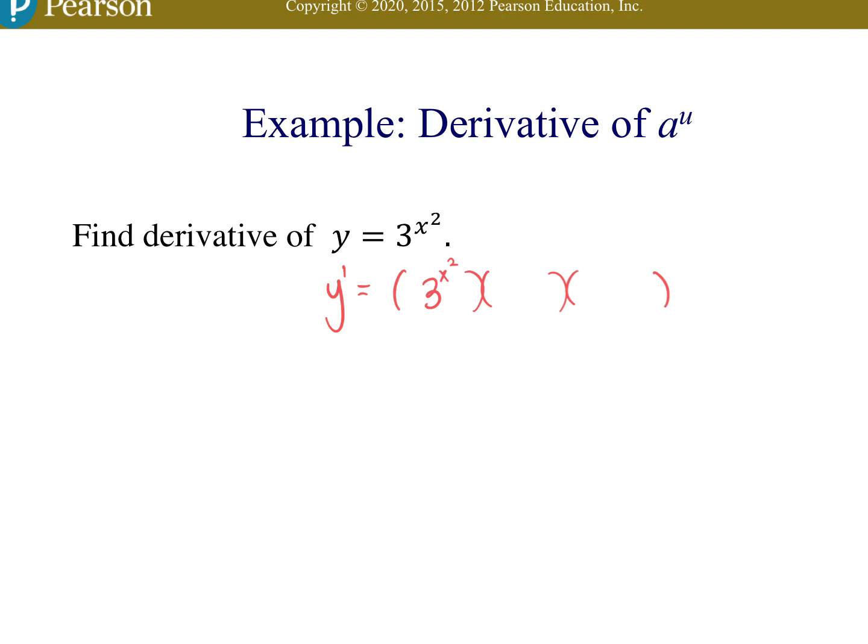3 to the x to the square, to the second. All right, then what comes next? Okay, then I do a natural log, and the 3 goes there. Okay, great. Okay, that's it. That's the derivative.